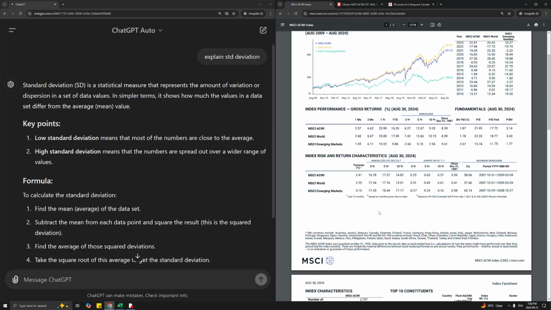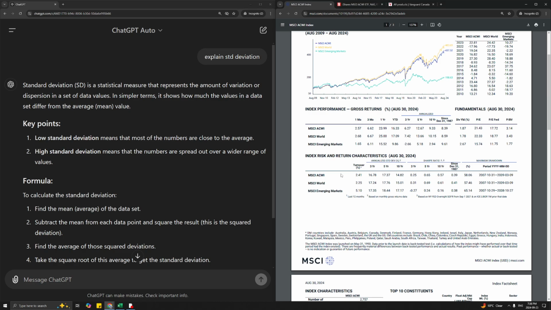But this is a big measure of risk, because you'll see that a stock has way higher standard deviation than a bond, just because of a bunch of different factors. We'll get into that one day.